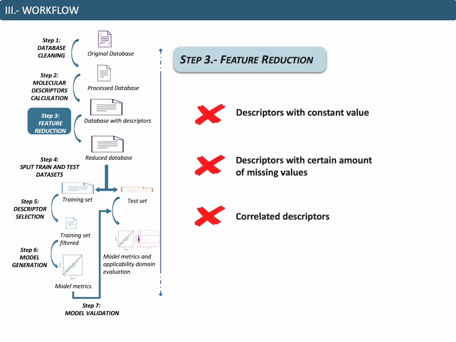Step 3. Feature reduction. It's important to reduce the number of descriptors, removing the ones that don't provide information. This means removing descriptors with a unique value, descriptors with a number of missing values above a threshold, and correlated descriptors.